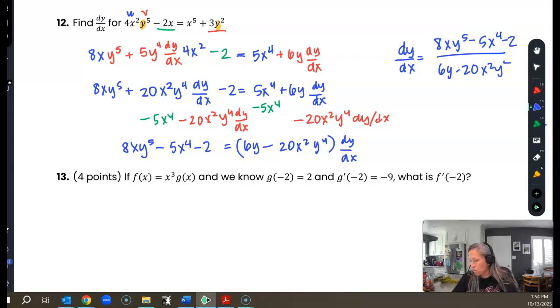Like I said, most of the mistakes here came from that term, from that product rule, where students didn't rewrite this and didn't recognize that this is all connected by multiplication. You cannot subtract off that 4x squared or get rid of it in any other way because it is part of that term of our implicit differentiation.